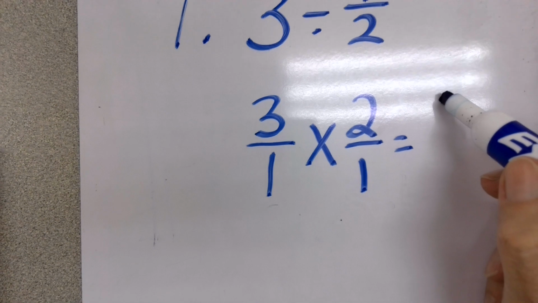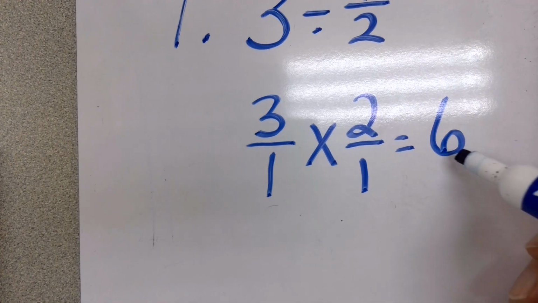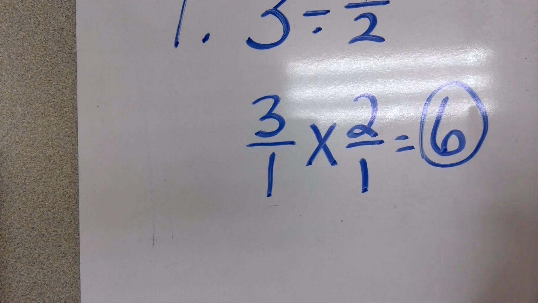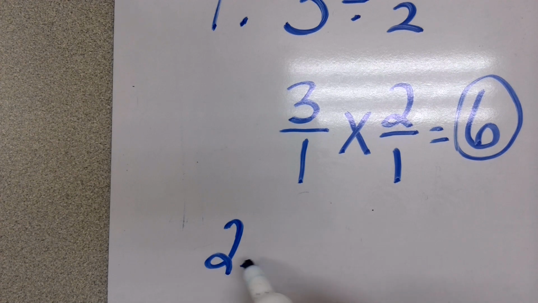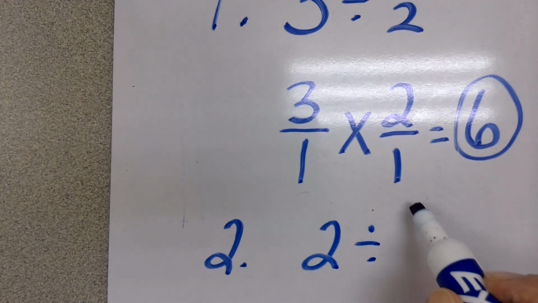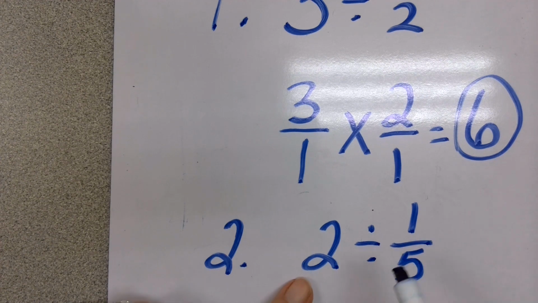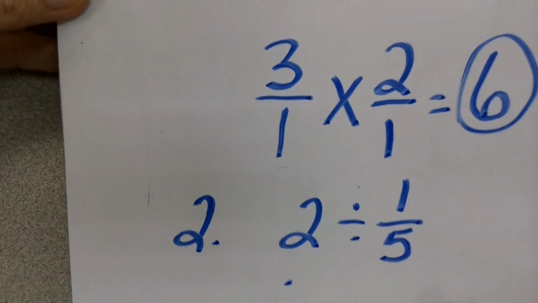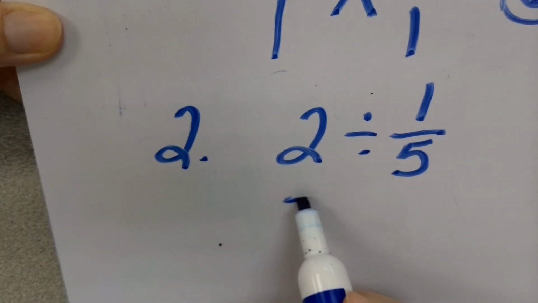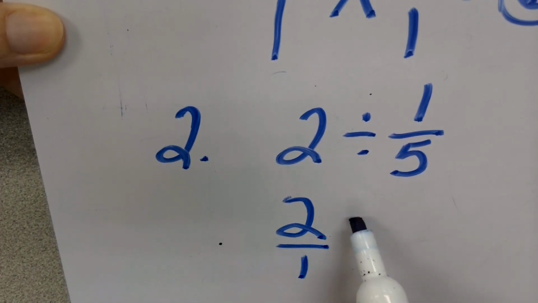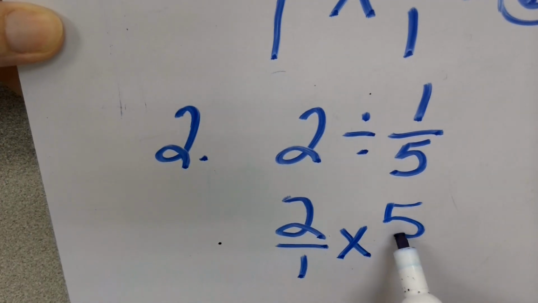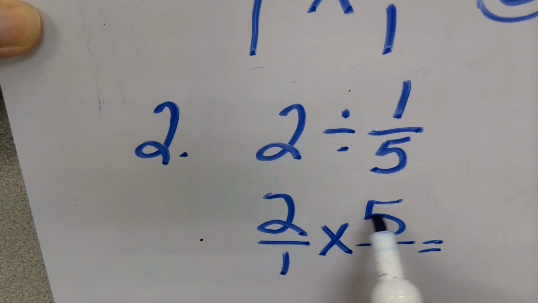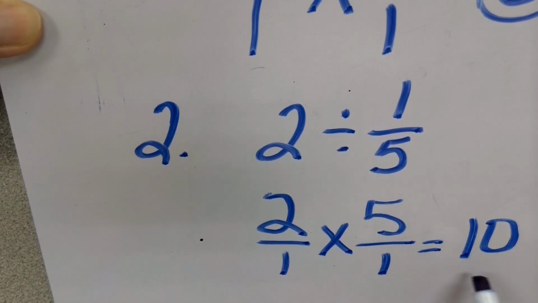And what do we get? 3 times 2 is 6. 1 times 1 is 1. 6 divided by 1 is 6. Not too hard, huh? You just have to keep doing it. Keep practicing. Let's do number 2. 2 divided by 1/5. Keep the 2, put a 1 under it, change the division to multiplication, flip the 5 and the 1 around, and now we have 2 times 5 is 10, 1 times 1 is 1, 10 divided by 1, I'll just save you that step, is a 10.